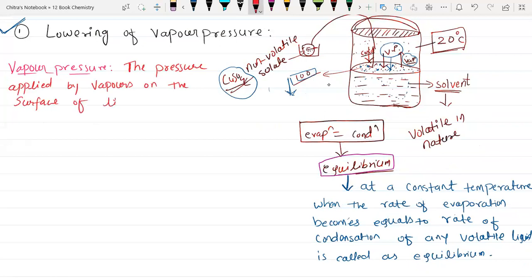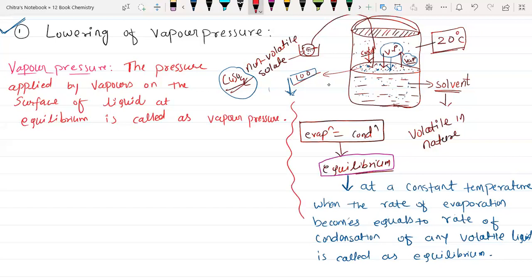Okay. The pressure applied by vapors on the surface of liquid at equilibrium is called vapor pressure. Understood what vapor pressure is?